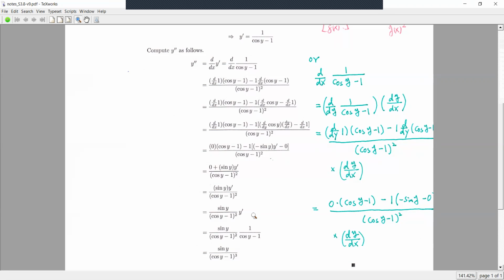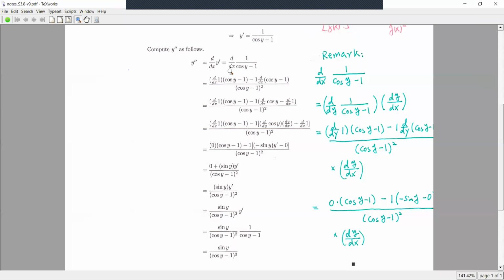About y prime, I have computed it above. y prime is 1 over cosine of y minus 1. So plug in this for the y prime here. Then I have this equation. A fraction times a fraction. Numerator times numerator, it is sine of y. Denominator times denominator, it is cosine of y minus 1 to the third. This is the answer to the second derivative of y.